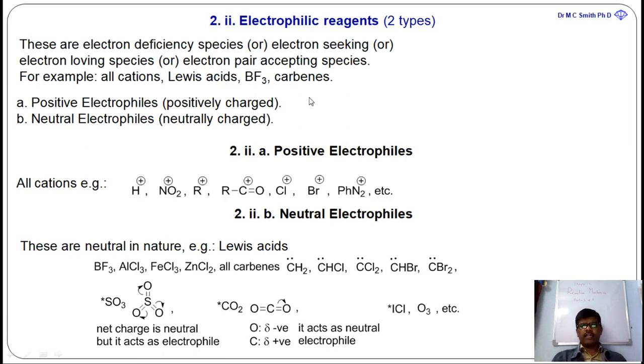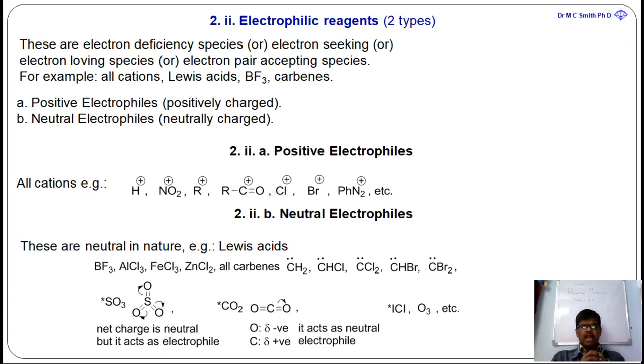Let us take electrophilic reagents. Electrophilic reagents are again of two types. What is an electrophilic reagent? The name itself says electron deficient species. These are reagents where electrons are deficient, or which love to accept electrons, that is electron seeking or electron loving species, electron pair accepting species. For example, all cations, because in C plus, the plus charge means it is vacant of two electrons, that is why it loves to accept electrons. Also Lewis acids, BF3, carbenes.